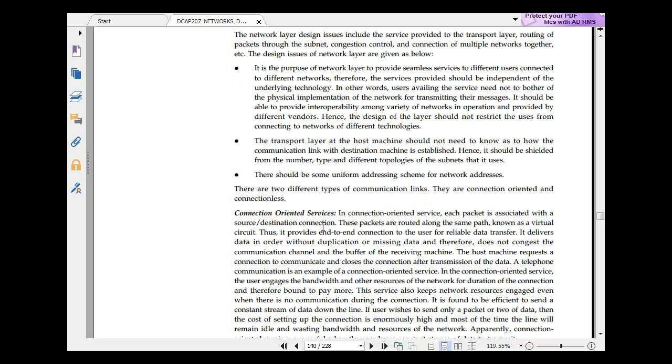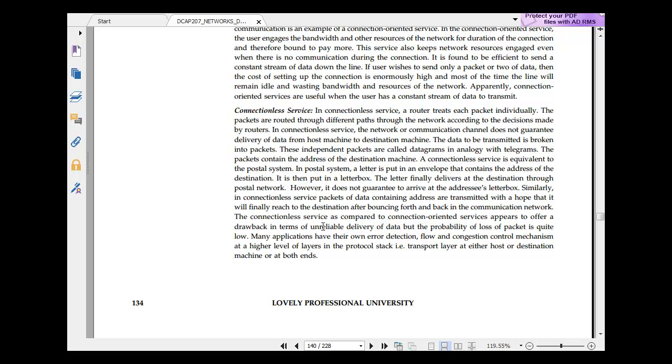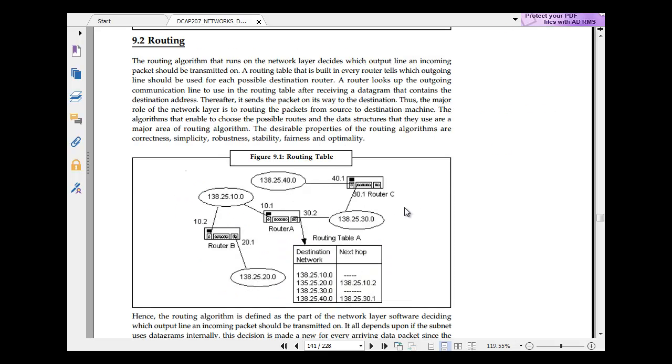It is the purpose of the network layer to provide seamless services to different users connected to different networks: transport connection-oriented services and connectionless services, where a router treats each packet individually. Now you have routing, a routing table.